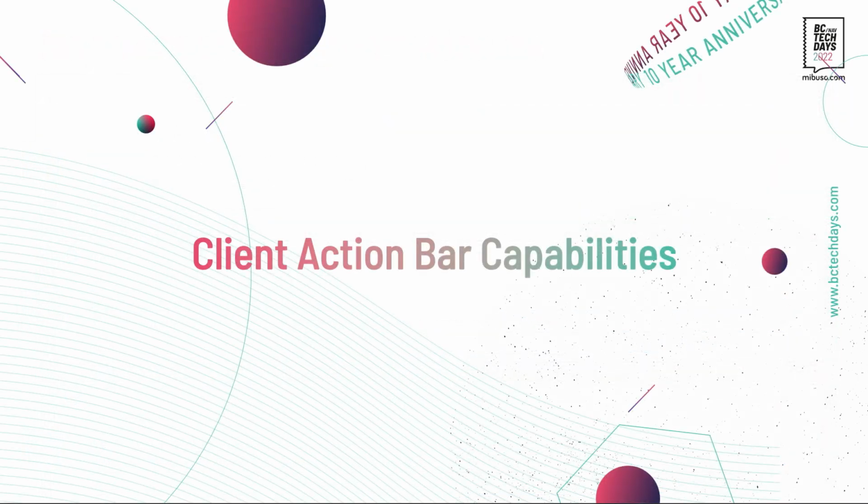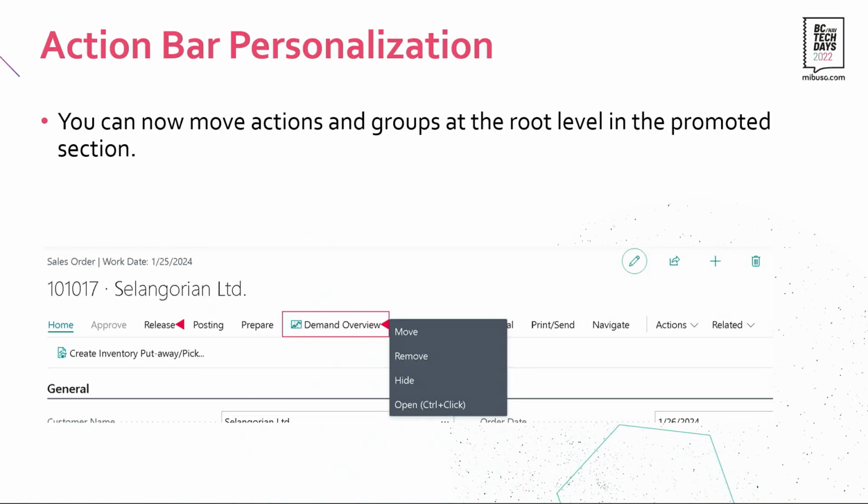Yeah, so we talked a lot about the AL improvements. So now I want to show you some of the client improvements and capabilities. It's good news that the action bar personalization will continue to work with the new model. Now it's actually more powerful because you can drag categories around and you can nest the groups and move actions to the root level. You can do all that now.